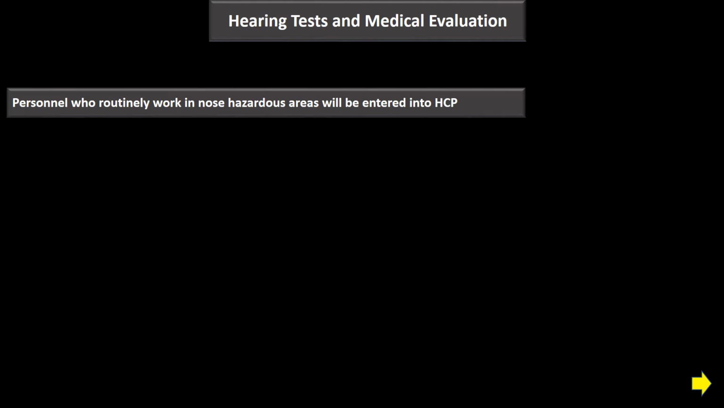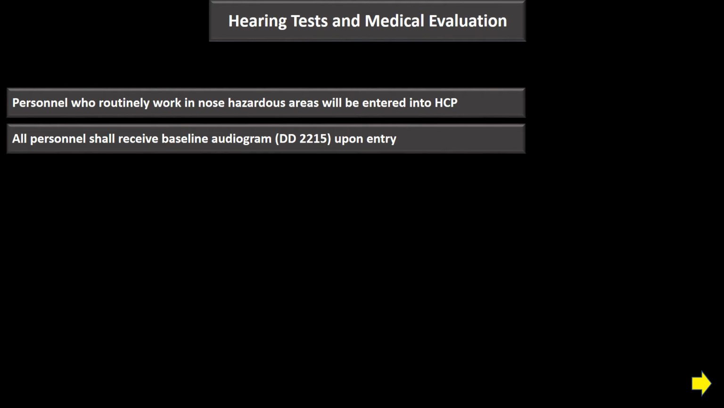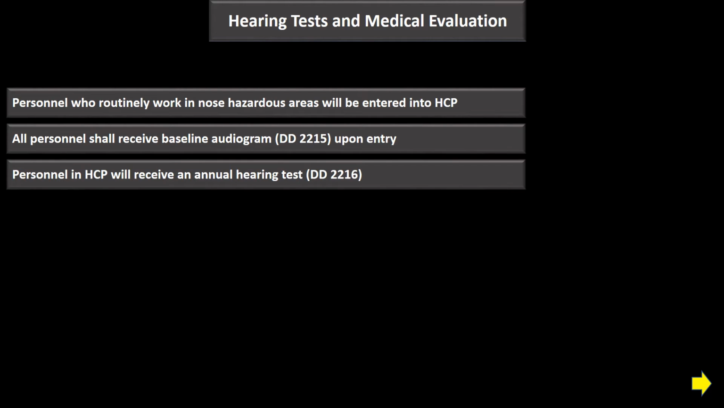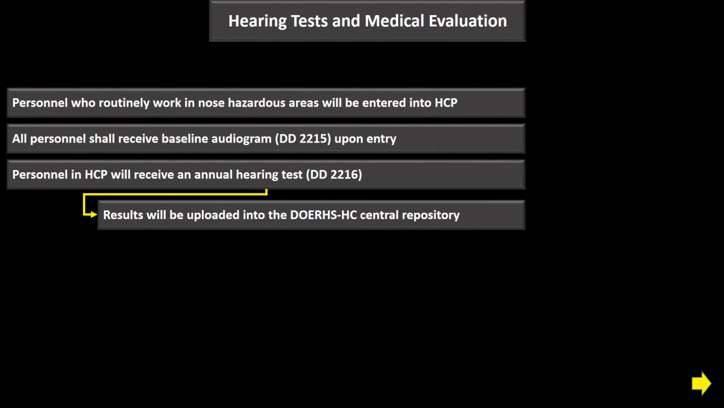Moving on to hearing tests and medical evaluation. Personnel who routinely work in hazardous areas will be entered into the hearing conservation program. All personnel should receive a baseline audiogram, that's the DD2215, upon entry. You'll get that one done at MEPS. Personnel in the hearing conservation program will receive an annual hearing test, that DD2216.